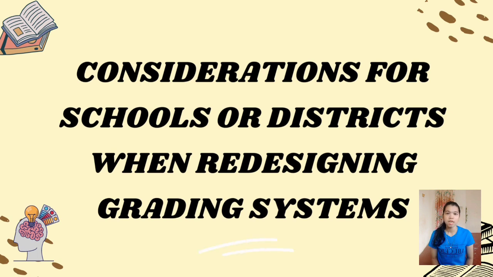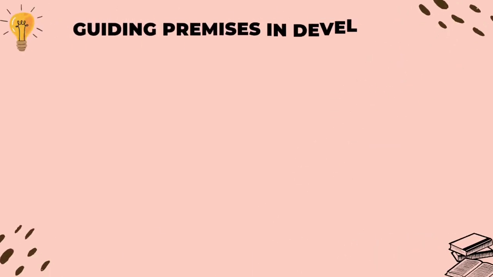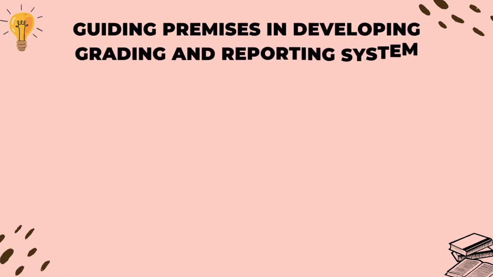First, the primary goal of grading and reporting systems is communication. Second, grading and reporting are integral parts of the instructional process. Third, good reporting is based on good evidence. Fourth, changes in grading and reporting are best accomplished through the development of a comprehensive reporting system. These are the guiding premises in developing a grading and reporting system.